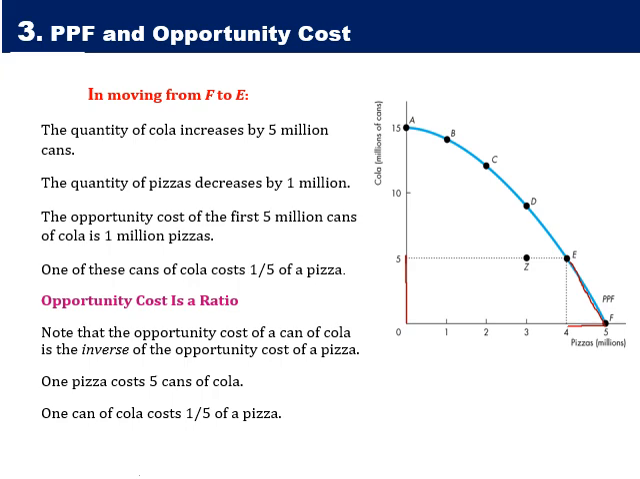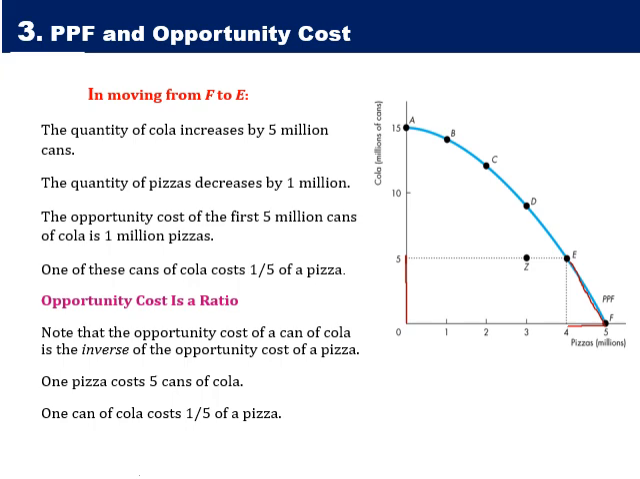So here cola increases by 5 million, whereas pizza decreases by just 1 million. This means that the opportunity cost of the first 5 million cans of cola equals just 1 million pizza. This implies that 1 can of cola costs us 1/5 of a pizza.